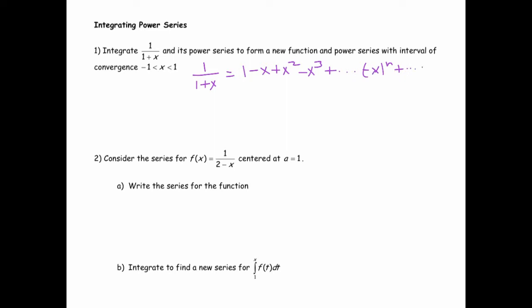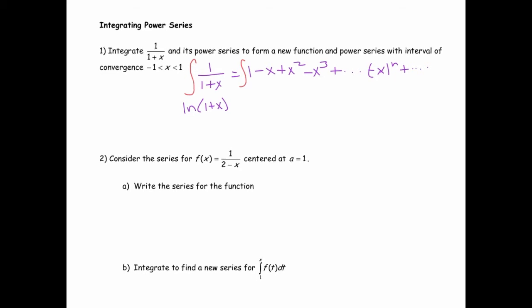It was that. So to find a power series for the antiderivative, I'm going to take the antiderivative of both sides. Now the antiderivative of the left-hand side is natural log of 1 plus x. I don't need absolute values here, and the reason I don't is because 1 plus x is always positive on the interval negative 1 to 1, which means that we're taking the natural log of a positive number, which is fine. So we don't really need the absolute values.